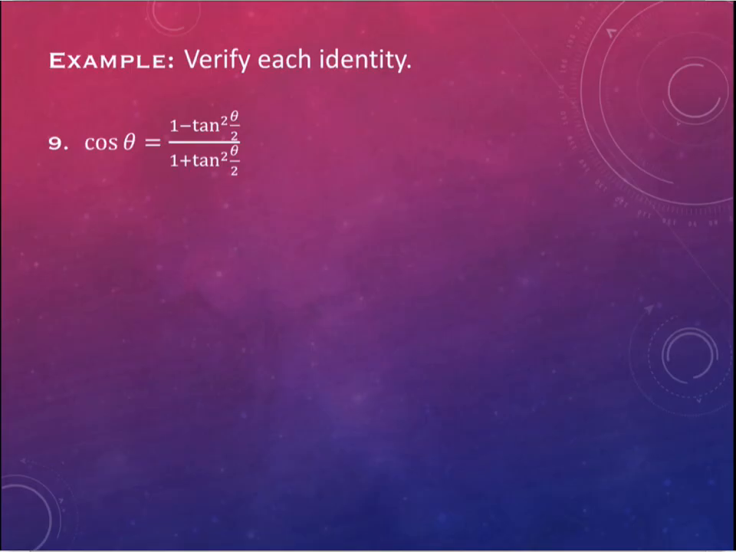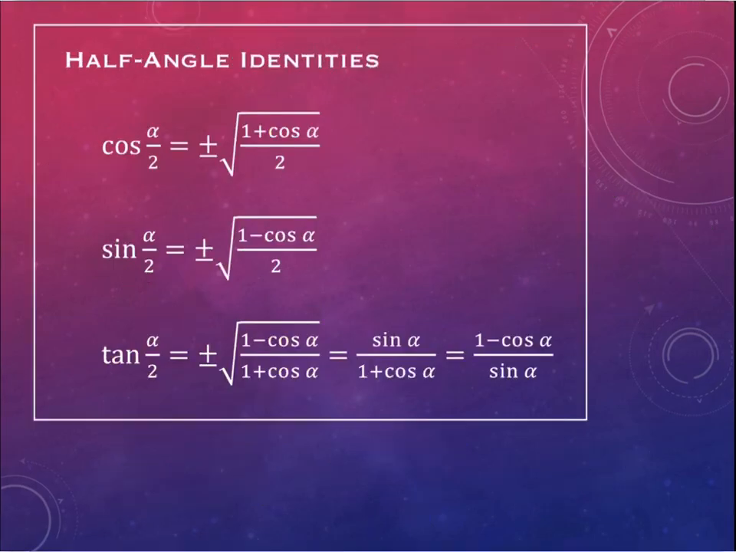All right. Let's take a look at this one. So directions stay the same. Verify the identity. It says cosine of theta is 1 minus tangent squared of theta over 2, over 1 plus tangent squared of theta over 2. So we have some half angles now, right? So those slides are not too far back. The half angles are right here. And both of the half angles that are mentioned here are down here at the bottom with the tangent of alpha over 2.